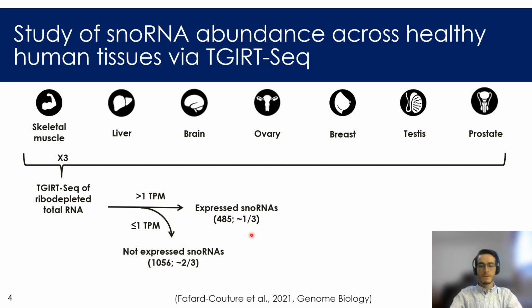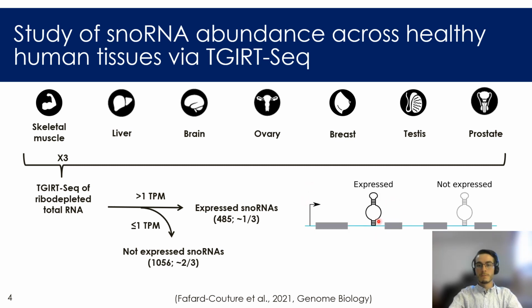What we found also in this project was that several host genes that contain multiple snoRNAs have snoRNAs that vary very much in abundance. So for example, a host gene that contains in its first intron a snoRNA that is highly expressed, and in another intron a snoRNA that is not expressed or not detected in our datasets.